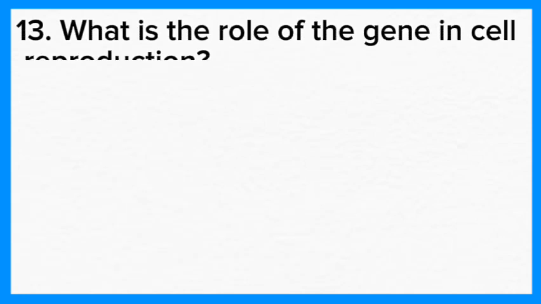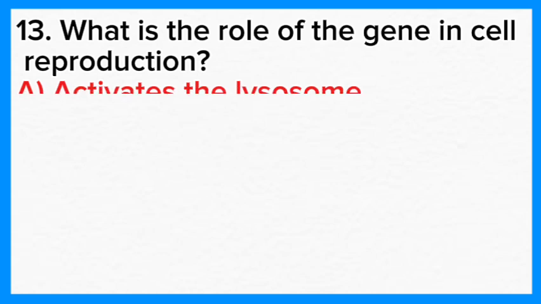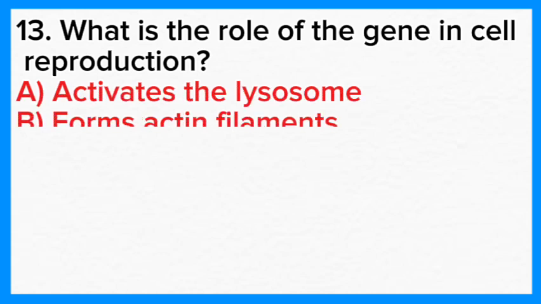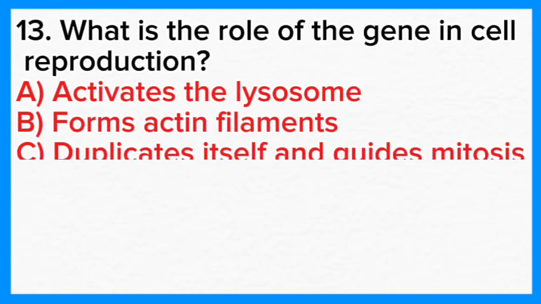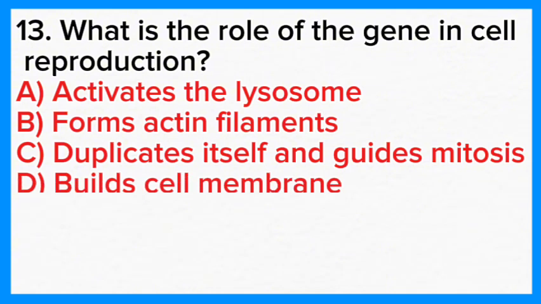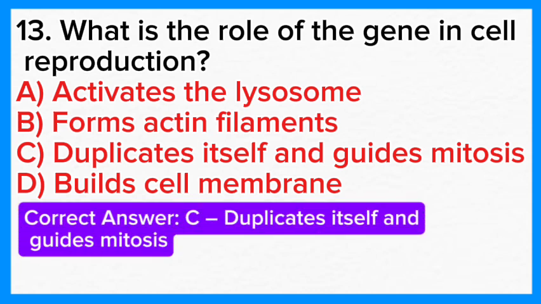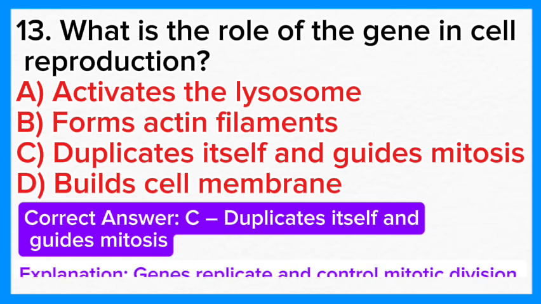13. What is the role of the gene in cell reproduction? A. Activates the lysosome, B. Forms actin filaments, C. Duplicates itself and guides mitosis, D. Builds cell membrane. Correct answer, C. Duplicates itself and guides mitosis. Explanation: genes replicate and control mitotic division.